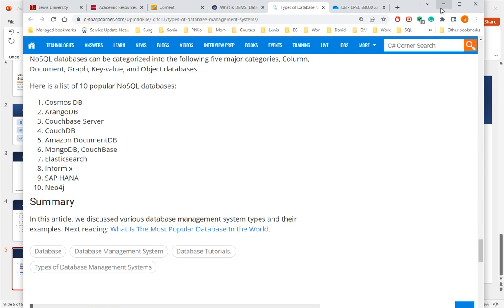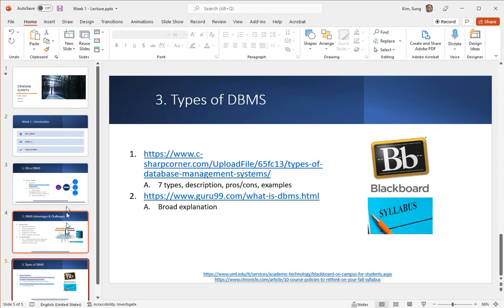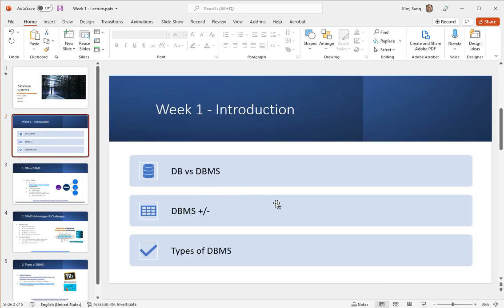So that's pretty much it. What I went over with you briefly is database versus database management systems. I talked a little bit about the pros and cons of database management systems, and then a little bit about the different types. When you are doing the homework, you will be answering some of the questions, so I left it up to you to do it on your own.